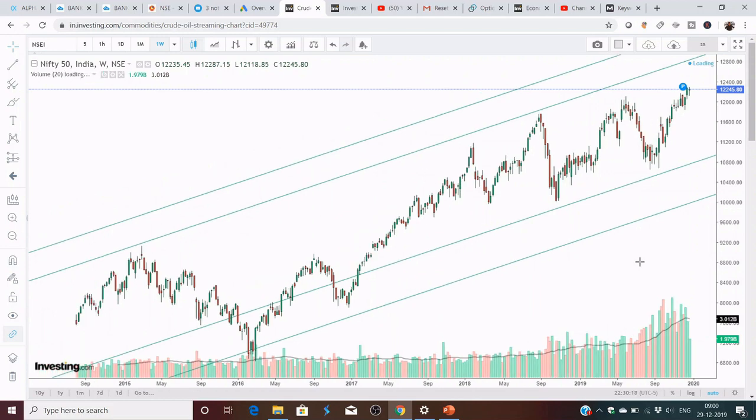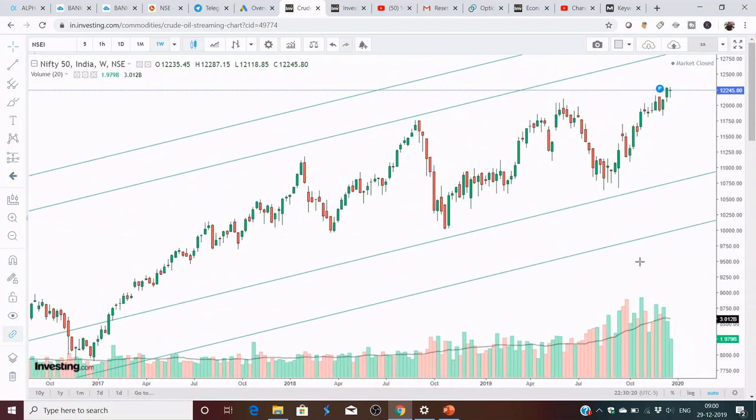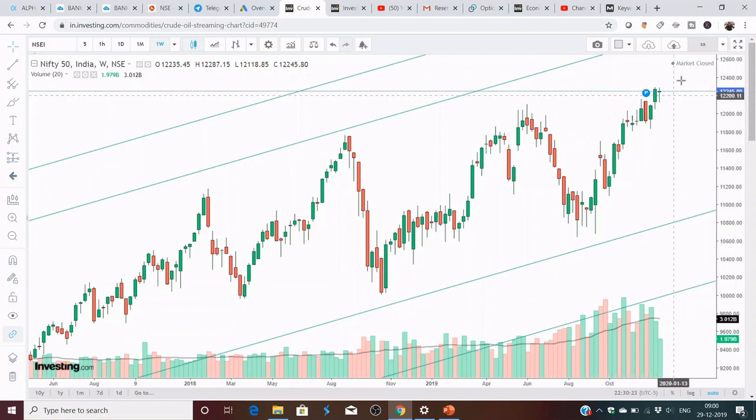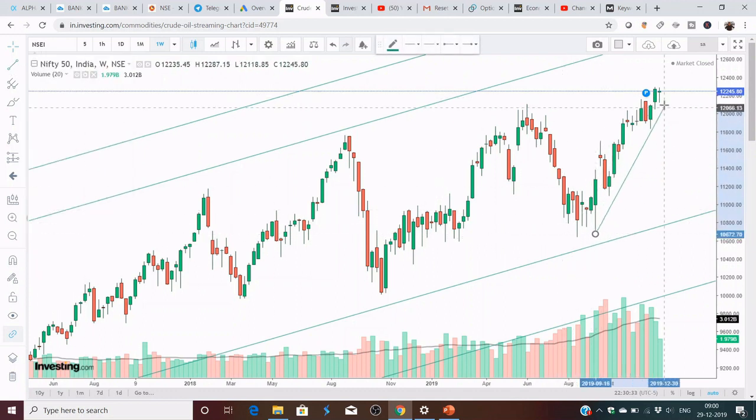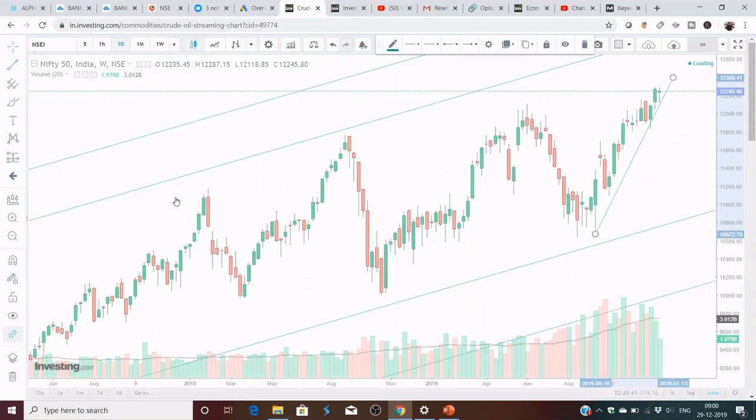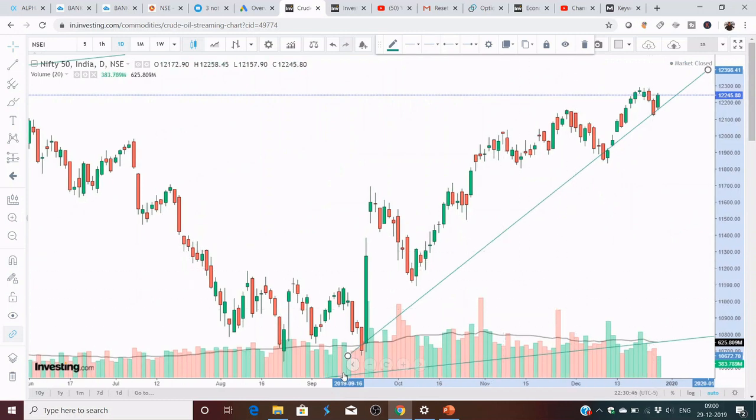So let's go to the weekly time frame and see. In the weekly time frame also the channel is respected, and it is close to the channel high, and it is also forming a double top or a triple top, you can say. So this is a trend line on a weekly chart. Let's go to the daily chart and see. Once we have drawn the weekly channel, the line is perfectly matching on the daily candle as well.